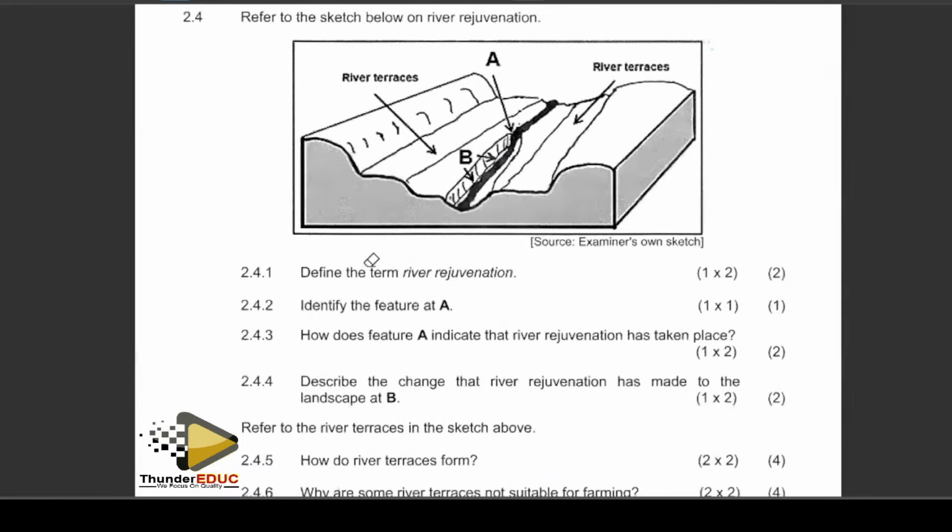Right, that was the response to 2.3. Let's go to question number 2.4. Right, question 2.4 is based on rejuvenation. Right, the term rejuvenation, I'll give you the basics.